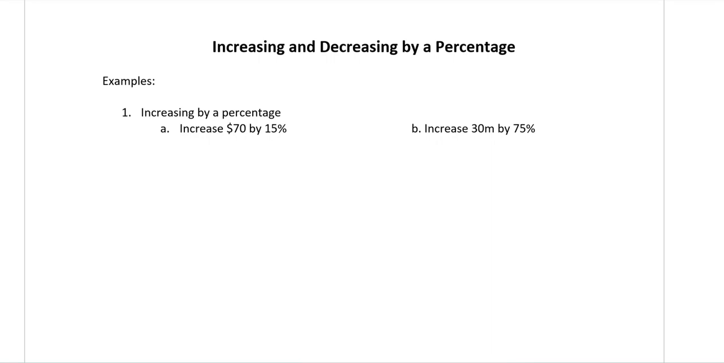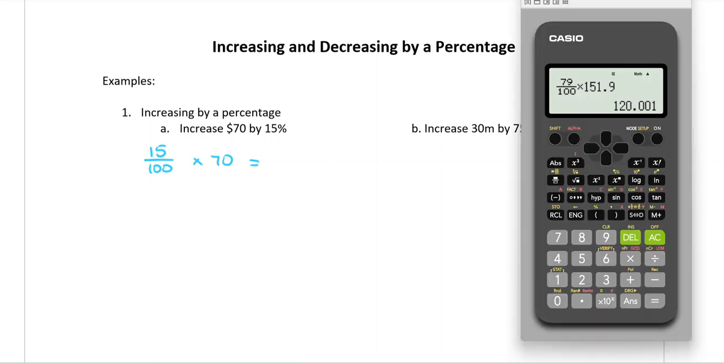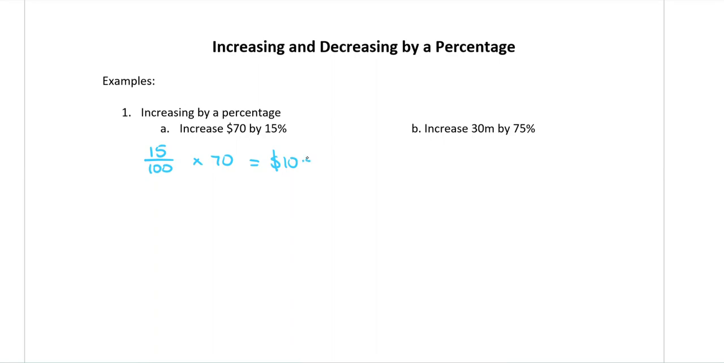So here's an example. I want to increase $70 by 15%. First of all, you have to find out what that 15% is, and that is exactly what we were just doing. We find 15% by doing 15 over 100, and then we times it by the $70. Okay, so let me type that in. Okay, so make it a decimal, so it's 10.5 or $10.50.